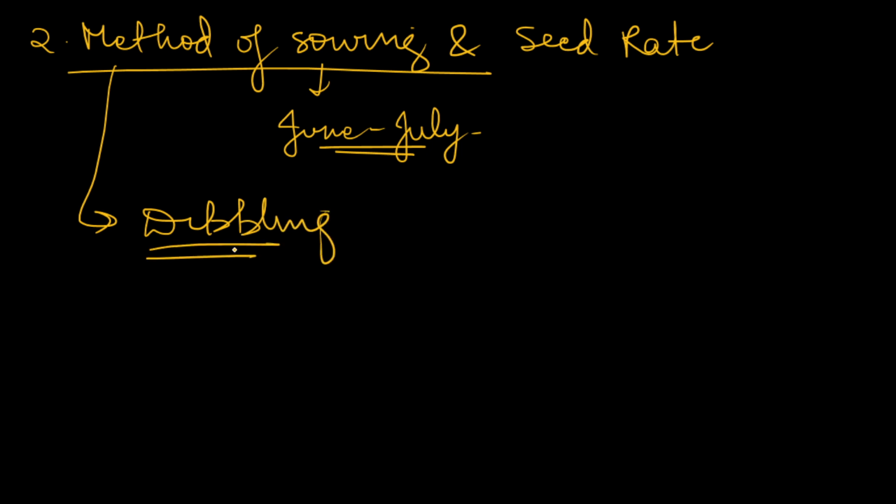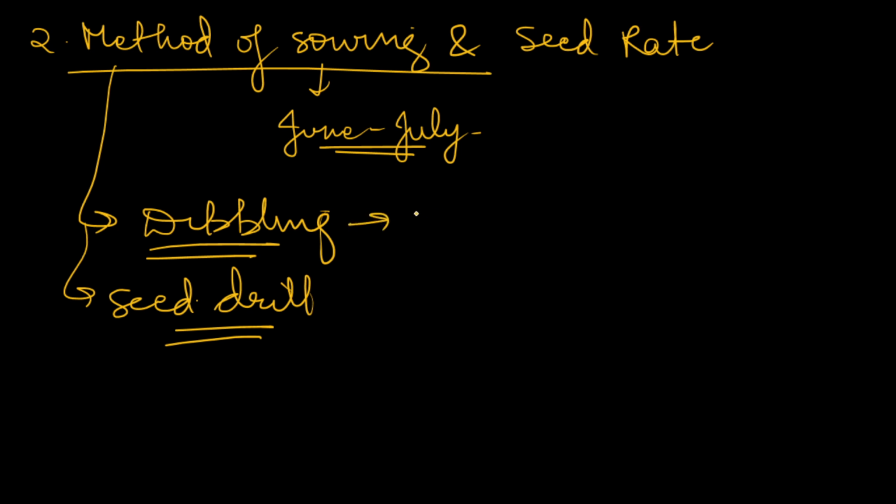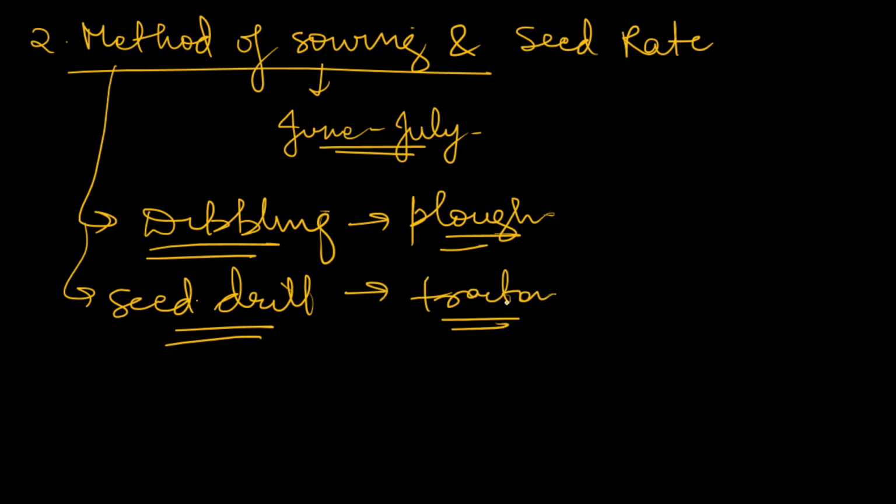Dibbling method can be used. We can use the seed drill method, that is drilling and putting the seed inside the soil. Dibbling can be done using a country plow or anything, and the seed drill can be done using a tractor. But we have to make sure that in both, the spacing should be kept uniform. Uniform spacing will give the advantage to cotton crops for good growth, so that should be practiced.